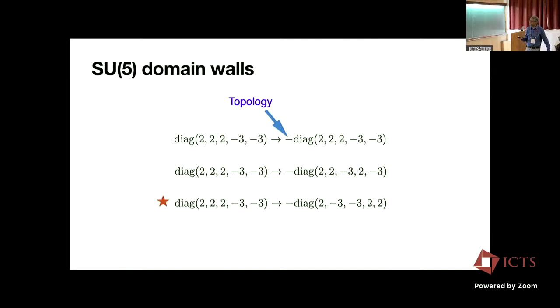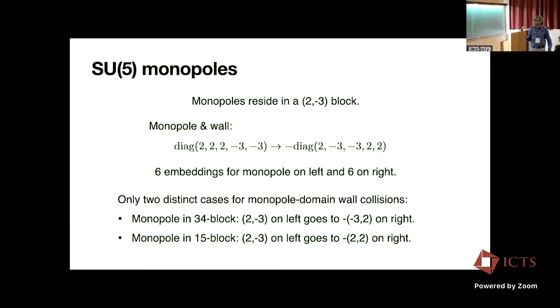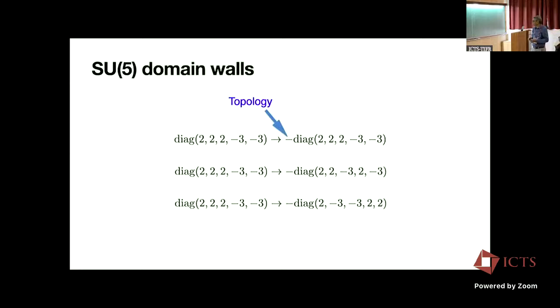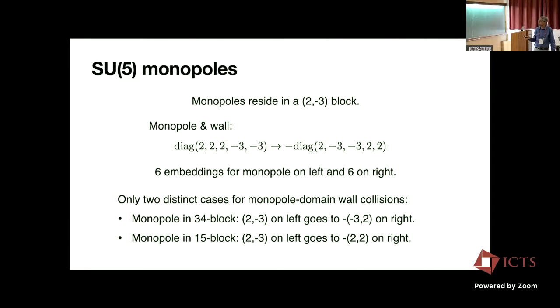Okay, so we will consider the lightest domain wall. Now it turns out that the monopoles reside in a 2 minus 3 block. So it can be this 2 and this minus 3, or this 2 and this minus 3. There are many ways that you can put a magnetic monopole solution in this model. So the monopoles reside in a 2 minus 3 block. That's where all the winding of the monopole is.